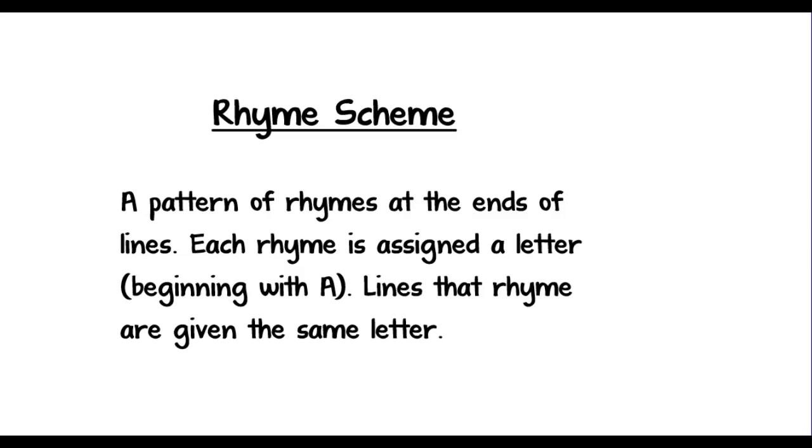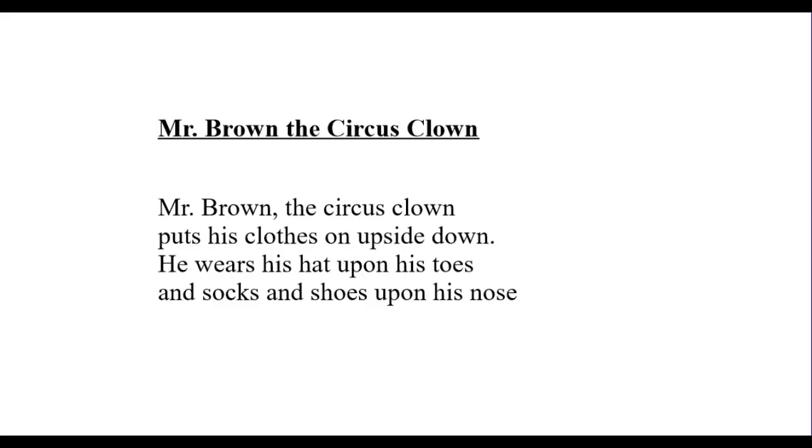So a rhyme scheme is a pattern of rhymes at the end of lines of poetry. Each rhyme is assigned a letter, and that begins with the letter A and goes all the way to Z, and lines that rhyme are given the same letter. Now, this definition might be a little confusing, but we're going to look at some examples today to help you understand rhyme scheme better, and to get you to the point where you can look at the rhyme scheme in Maya Angelou's poem Life Doesn't Frighten Me and be able to identify it. So let's look at our first example.